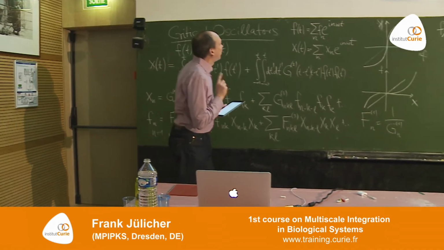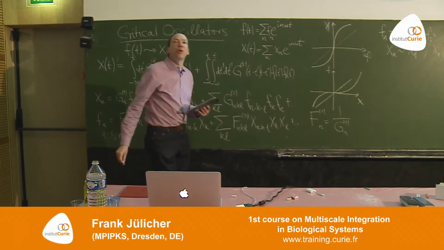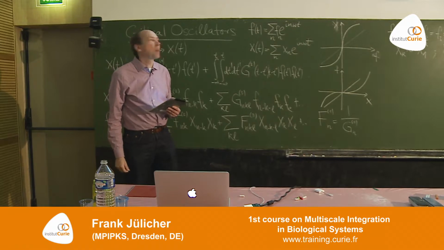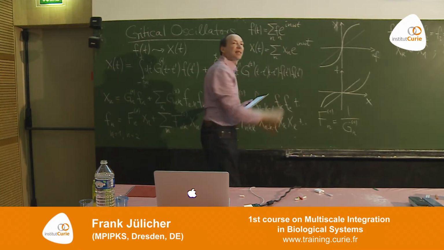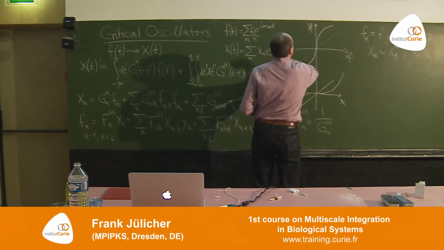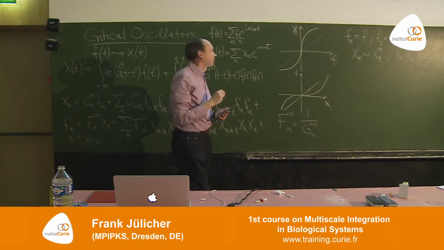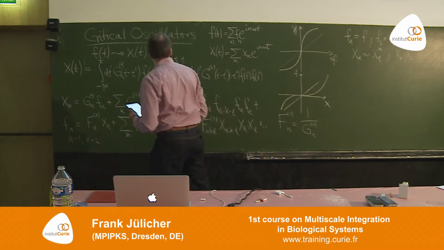Now, there's one subtle point I should mention. Because f of t is a real physical quantity, and the Fourier modes are complex numbers, there is a constraint that if you put a negative index n, where would I put that?